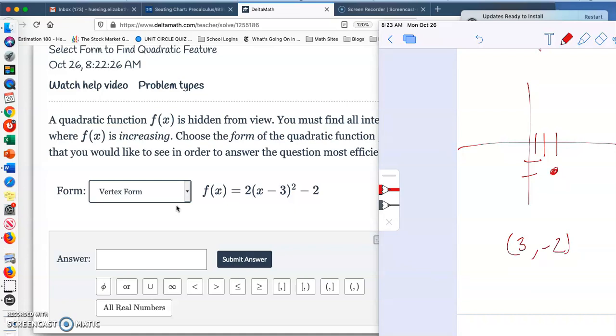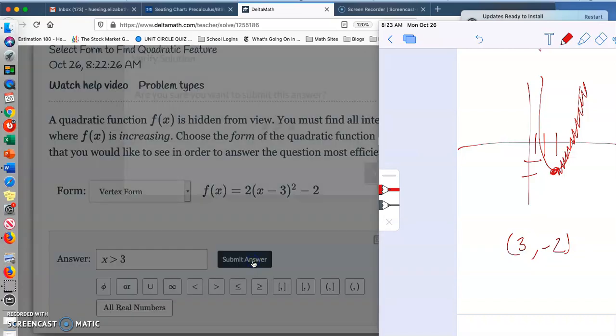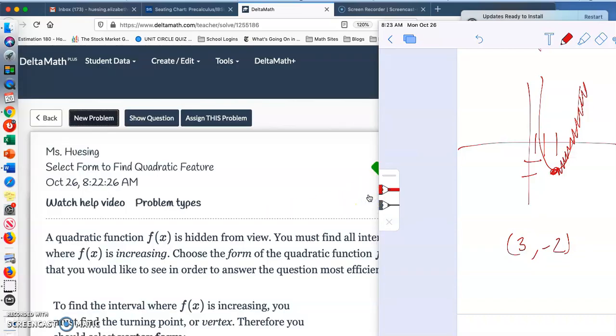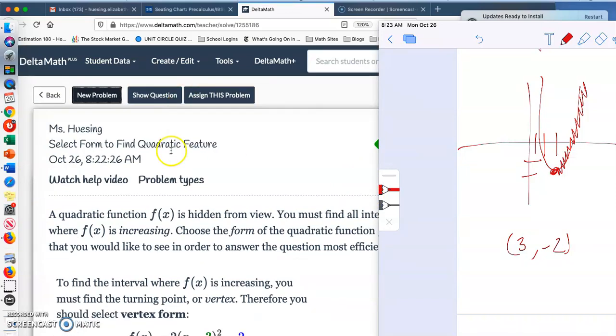And what do we know? We know that's a positive 2 out in front, so this is a happy one. So it's increasing when its slope is going up. So if you were to draw this parabola left to right, when is your pen going up? So it's increasing to the right of the vertex. So we'd say when x is greater than 3. So why don't you go to your Delta Math and try this assignment?